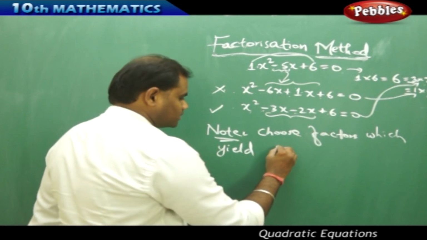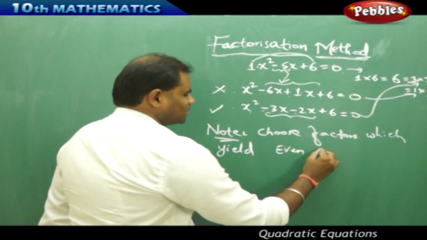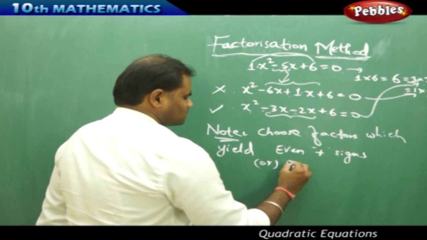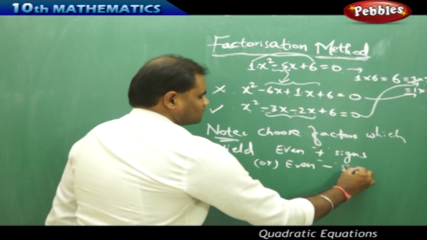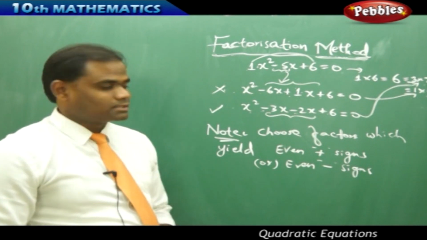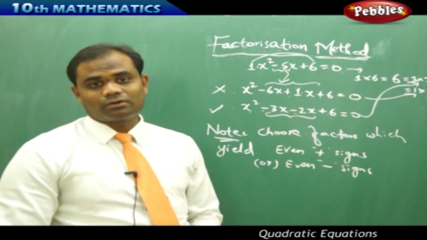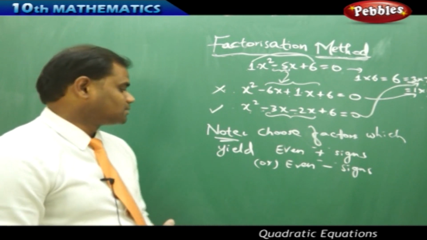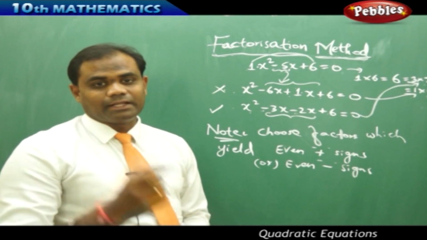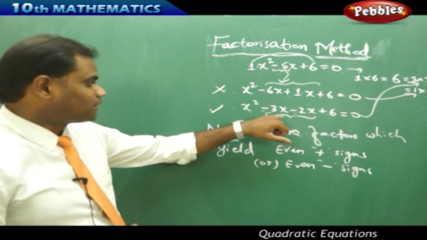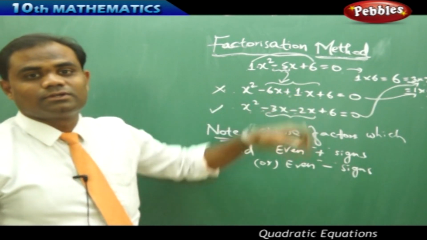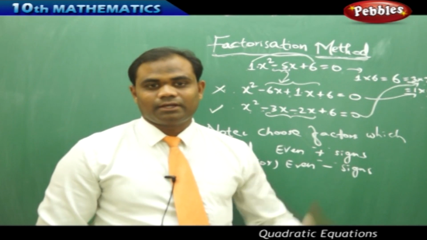Therefore, choose factors which yield even plus signs or even minus signs, or all plus signs or all minus signs, but you cannot use them when you have odd plus or odd minus signs. So choosing factors which yield even plus or even minus signs is very important in identifying the factors in the factorization method. In this example, this can be used for factors, and this cannot be used for factors. This is how we identify factors in the factorization method.